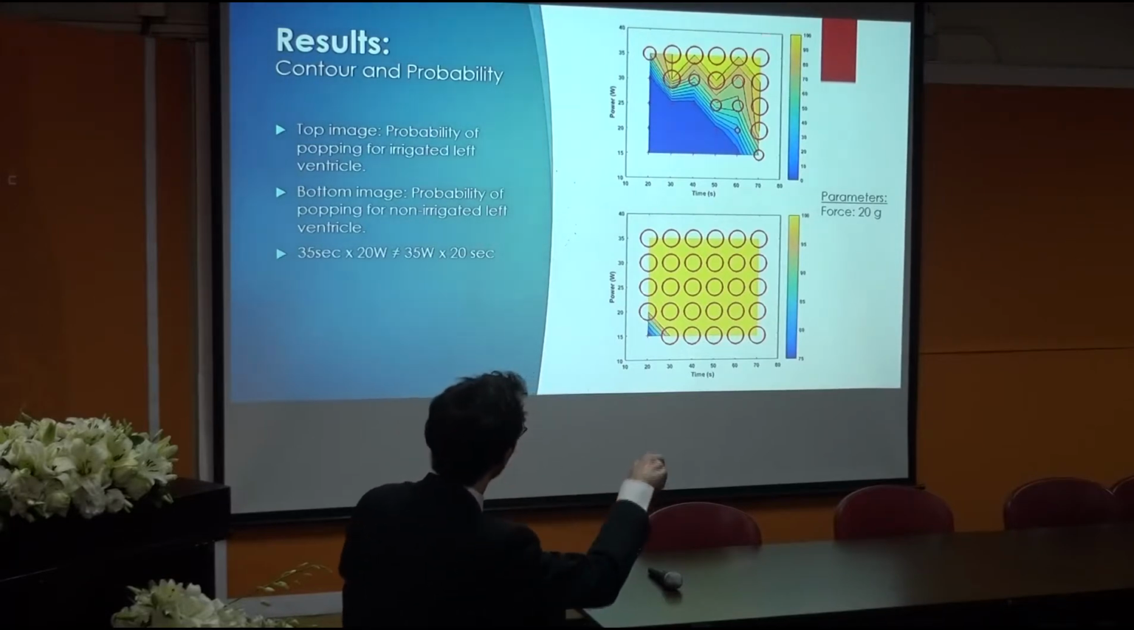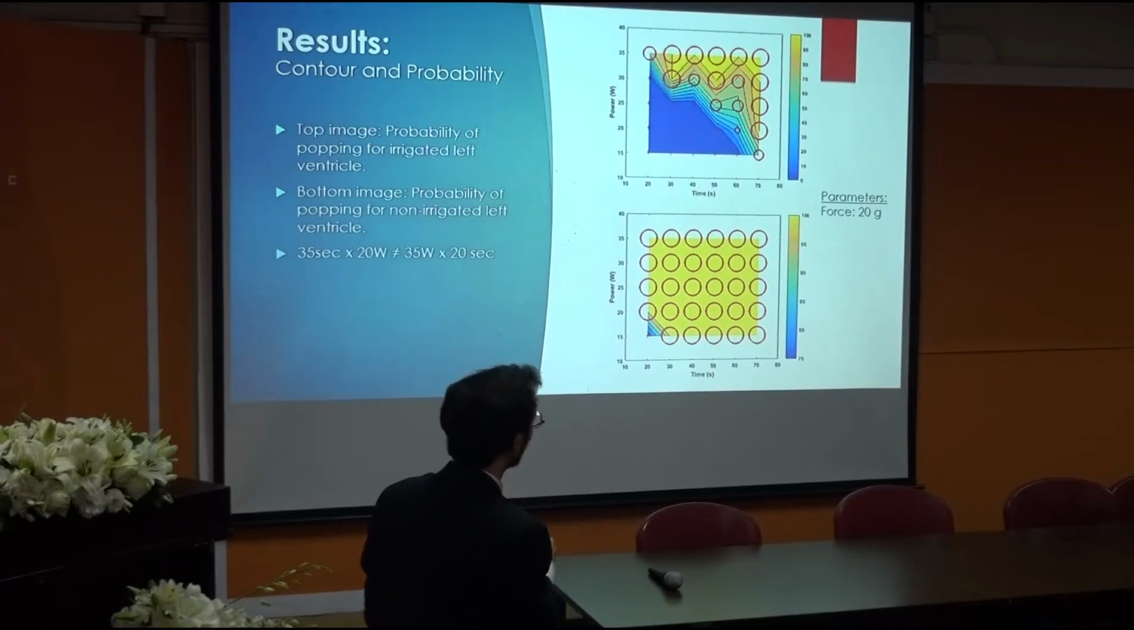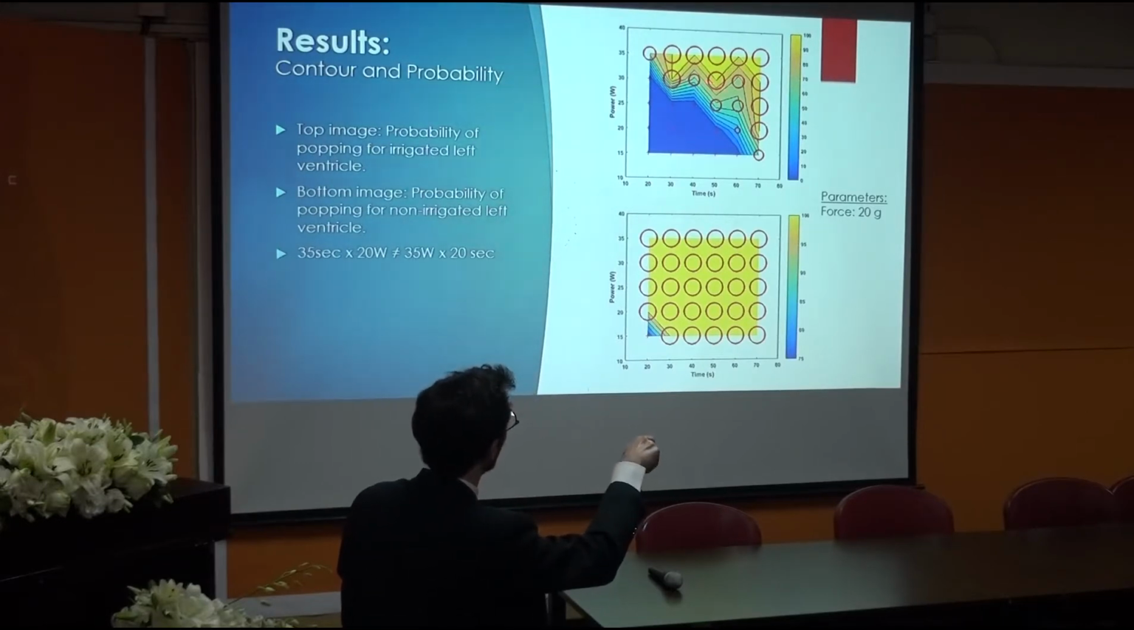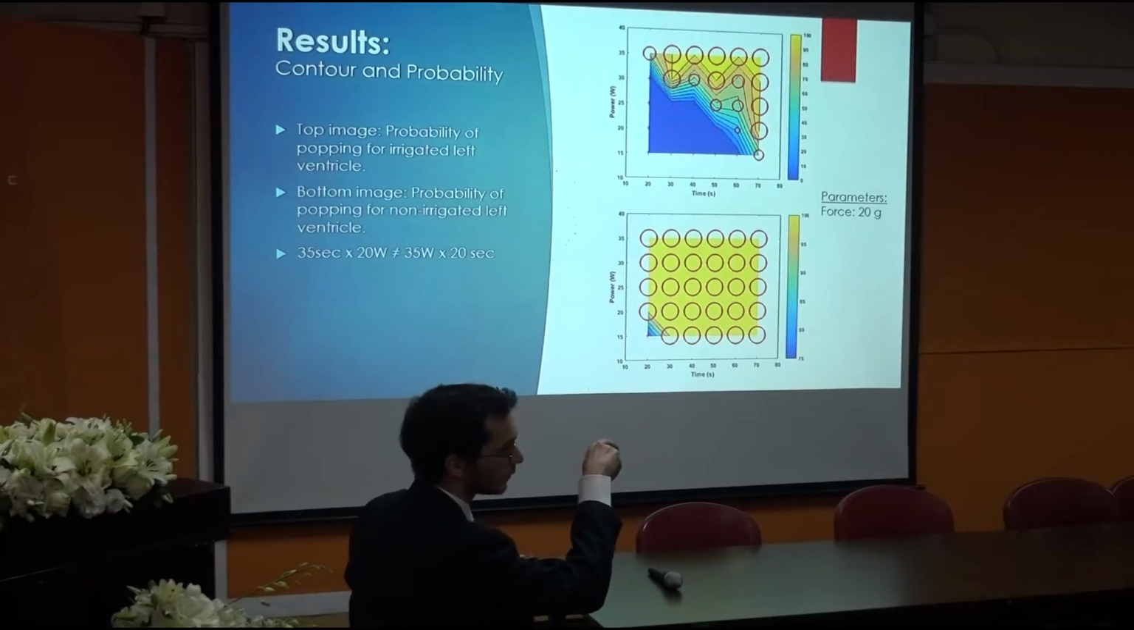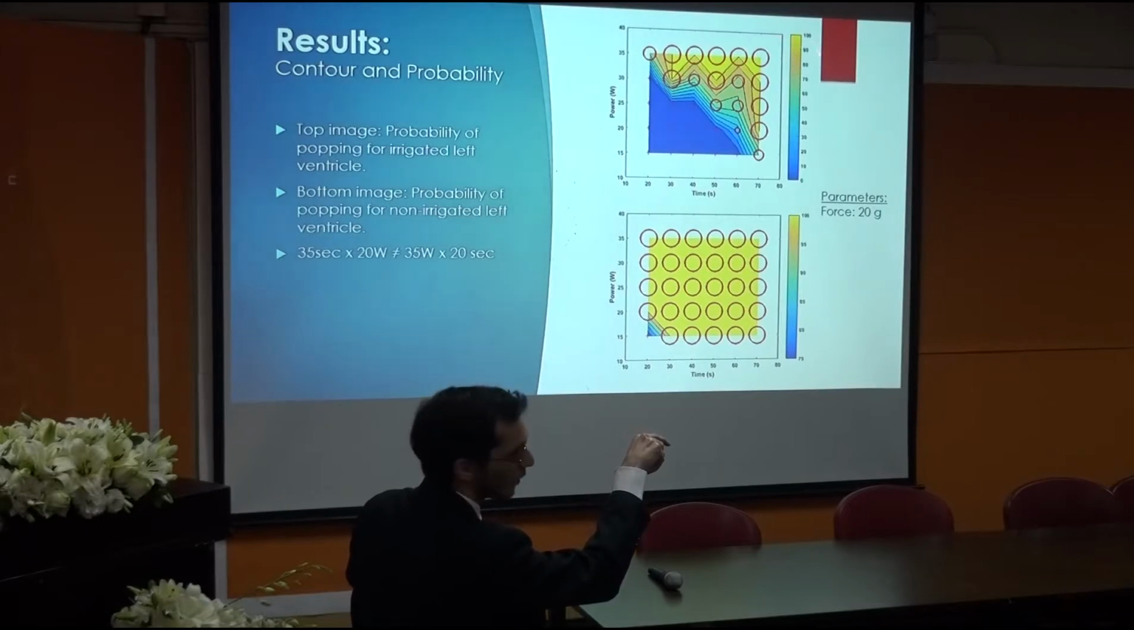And the contour that you see here is actually just an interpolation between the different points. This graph, for example, is about 120 data points. So what we did here is, for example, the blue area is the safe area, we have a 0 probability of popping, and the yellow area is where we have 100% probability of popping.